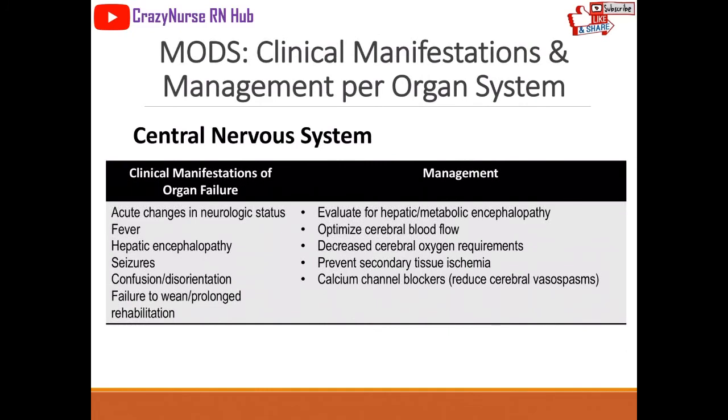Next, we have your central nervous system. That includes acute changes in neurologic status, fever, hepatic encephalopathy, seizures, confusion or disorientation, failure to wean or prolonged rehabilitation. So the management includes evaluating for hepatic or metabolic encephalopathy, optimizing cerebral blood flow and decreasing cerebral oxygen requirements, preventing secondary tissue ischemia, and administering calcium channel blockers which reduce cerebral vasospasm.